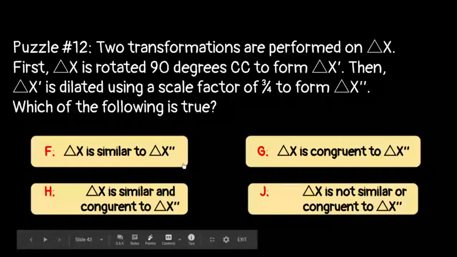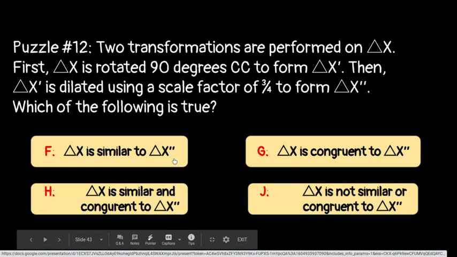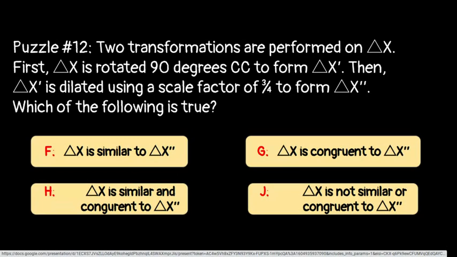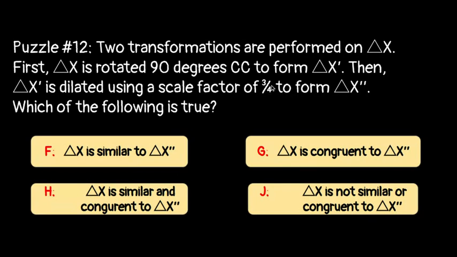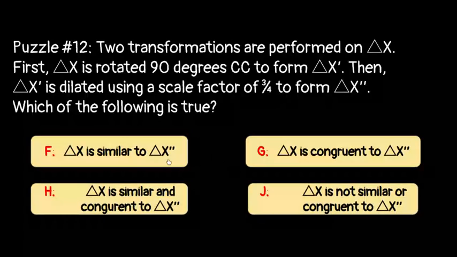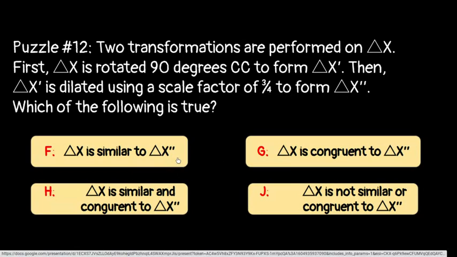So we can see that our answer is going to be F here, that our triangle X is similar to triangle X double prime. And the reason we know this is because it was dilated, which means that they are similar but not congruent. So our triangle X double prime is actually a smaller version of triangle X. So it's not congruent, but it is similar. So again, that means that triangle X is similar to triangle X double prime.